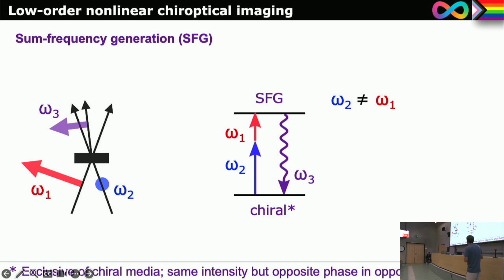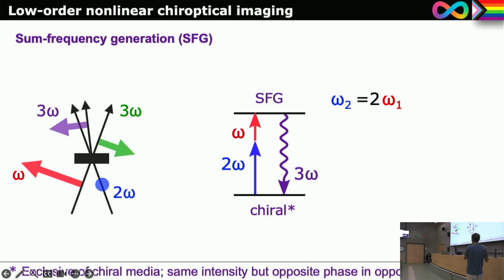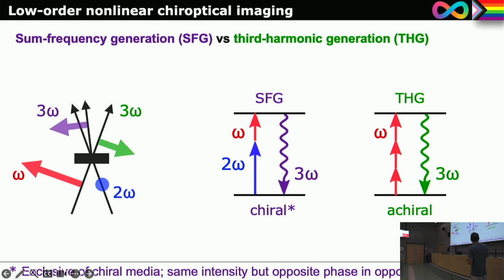So again, let me remind you, with sum frequency generation, you get one photon from this beam, one photon from this beam, and you emit frequency omega 3 in this direction, which has the same amplitude but opposite phase in opposite enantiomers. And as I said, you can have any combination of frequencies as long as omega 1 is different from omega 2. But I'm going to impose that omega 2 is twice omega 1. And the reason that I'm doing this is that now I can get my non-chiral reference just by considering the next order nonlinear process, which is third harmonic generation.